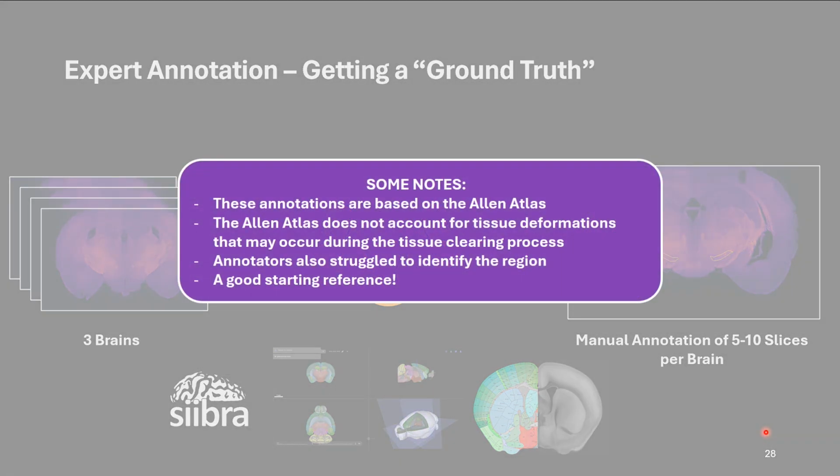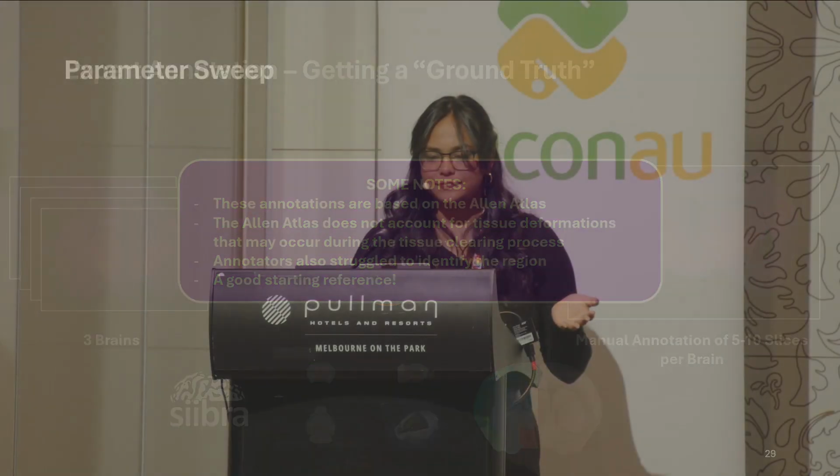However, I just want to note some caveats. These annotations are based on the Allen Atlas, which is built on thin sections, and it's not built on tissue that has undergone a tissue clearing process, which can cause some tissue deformations. Also, the annotators struggled to identify the regions themselves. We didn't get them to do the same one, but they struggled to know where the boundaries are. But nonetheless, it was a good starting reference for us.